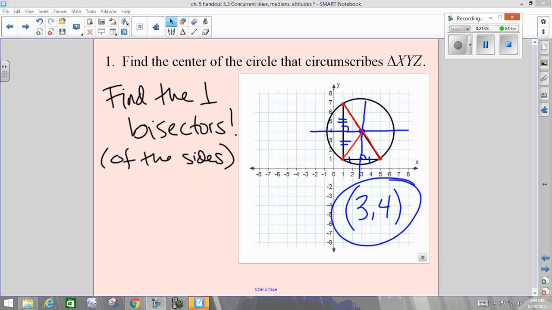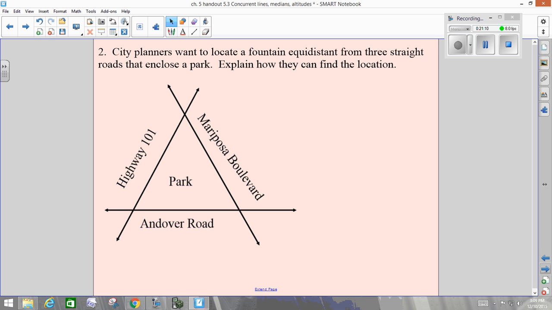Okay. Number 2, city planners want to locate a fountain equidistant from the straight roads that enclose a park. Explain how they can do this. So we got this triangular park created by Andover, Mariposa, and Highway 101. We want to put a fountain so that it's equidistant to the roads. So would that look like a very good spot? Probably not. But which theorem talks about a point inside of a triangle that's equidistant to the sides?